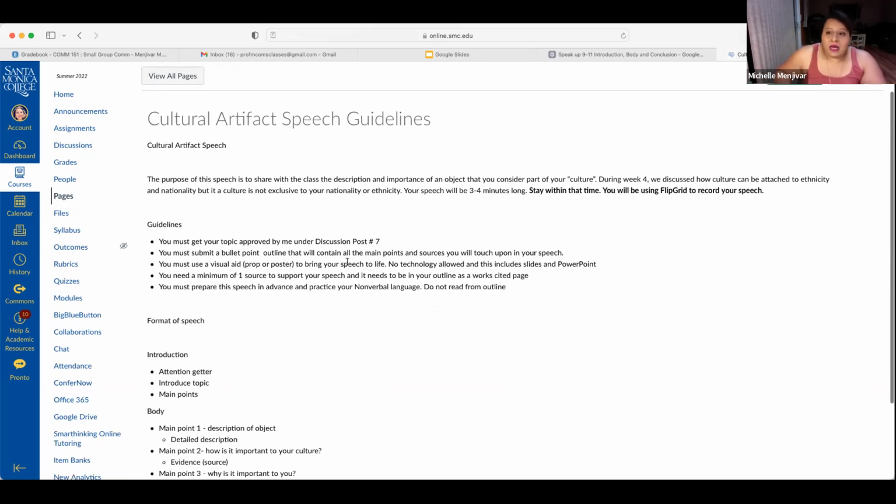So basically, in discussion post number 7, you are going to be submitting your topic to me so that I have an idea of what you're going to be discussing for the speech. And you're going to be using a bullet point outline to discuss the points that you're going to be going over. And at the very bottom of this page, I actually do have how I want the outline to be done. You have to use some type of visual aid because you are going to be using Flipgrid. Flipgrid doesn't allow you to share screen. So you are going to have to use some type of visual aid. It cannot be anything technological such as PowerPoint or anything like that.